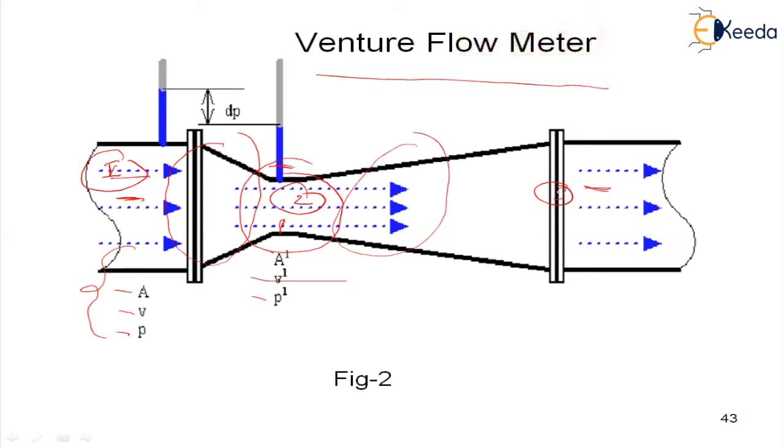One more important thing: the Venturi tube is almost similar to the orifice plate, but there are certain changes that happen here. Let me discuss those things in a detailed manner.